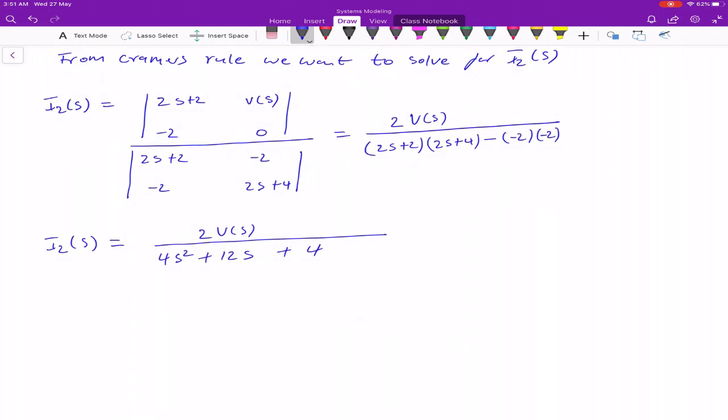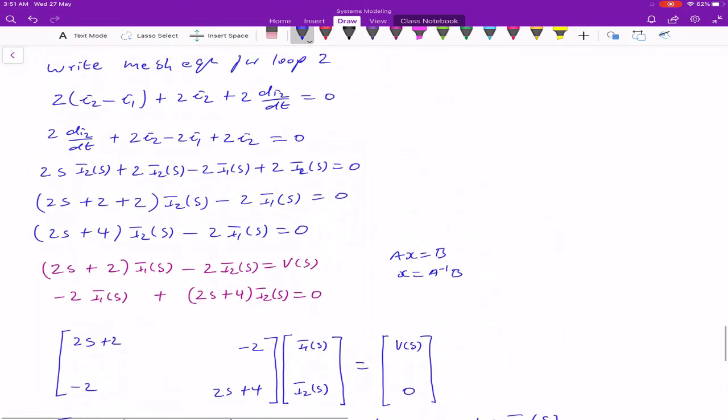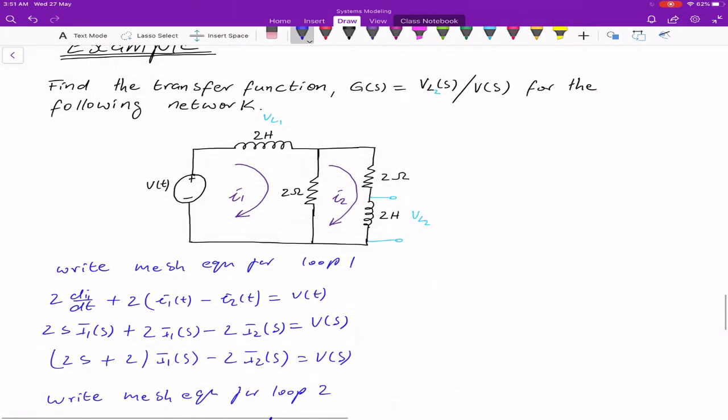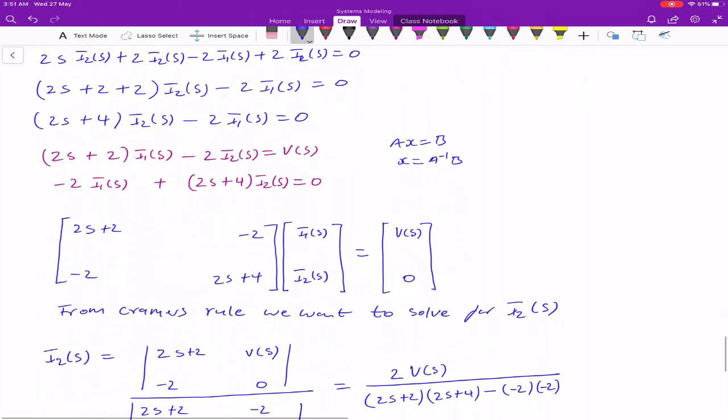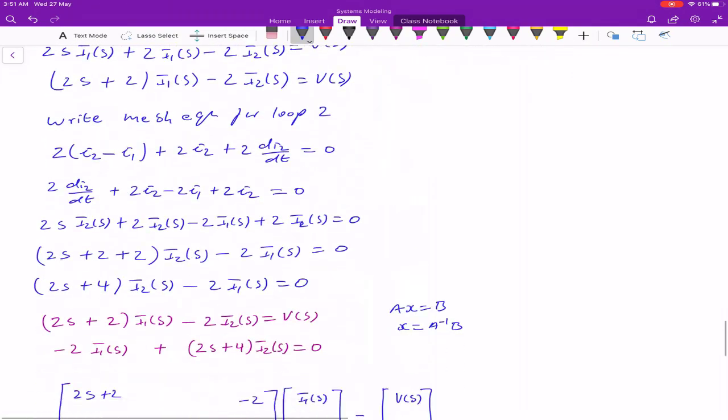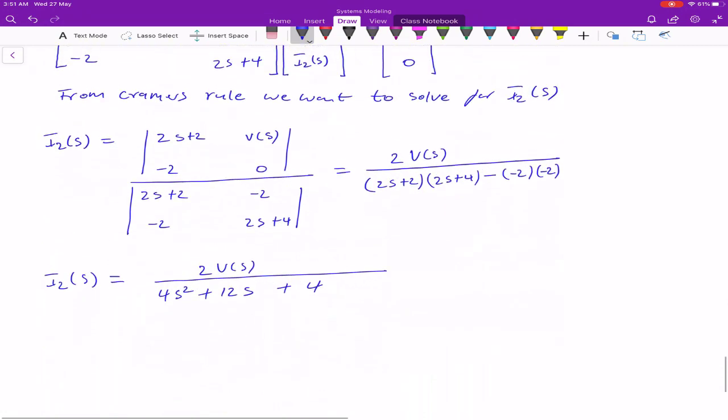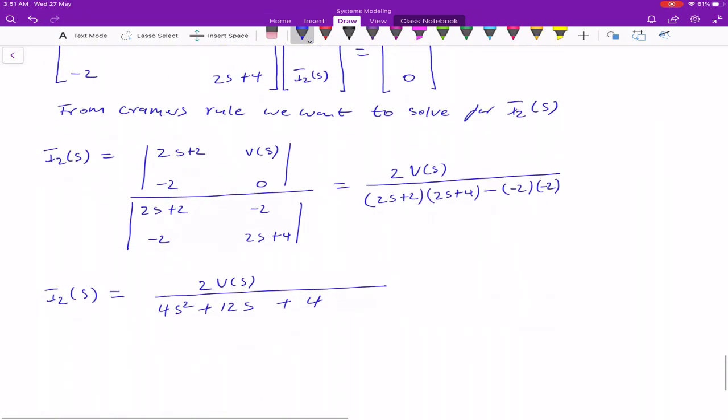Now our equation, originally we were asked to find, what did we need to find? Okay, we wanted to find VL over VS, and we can see that we don't have a VL here. Okay, we don't have our VL here. We need to use a few tricks.